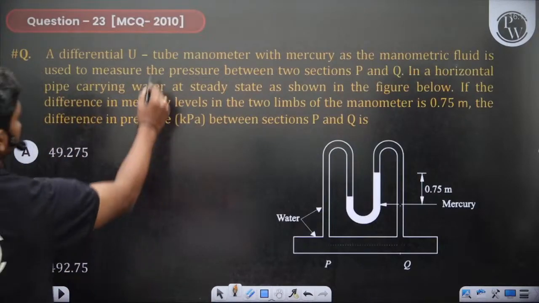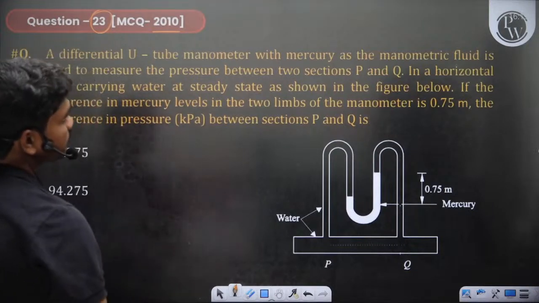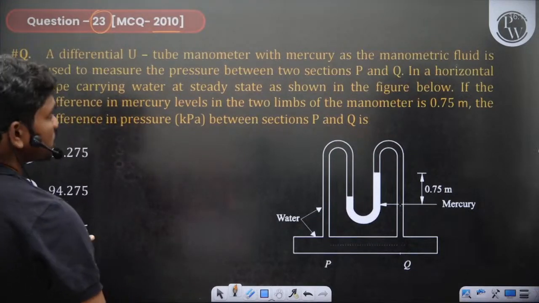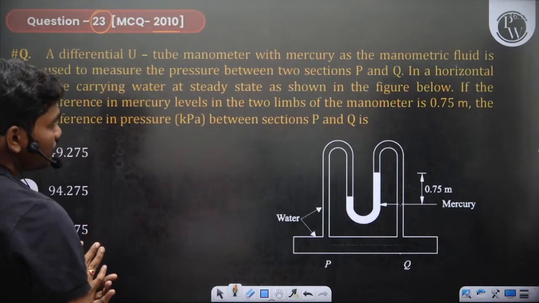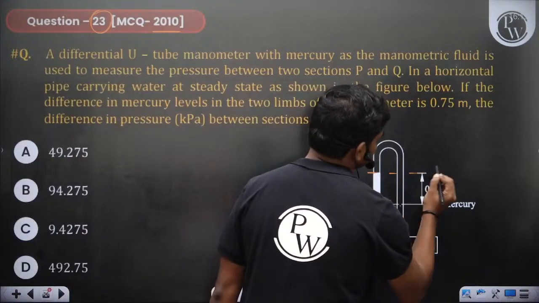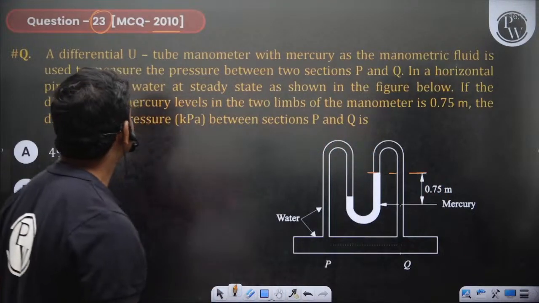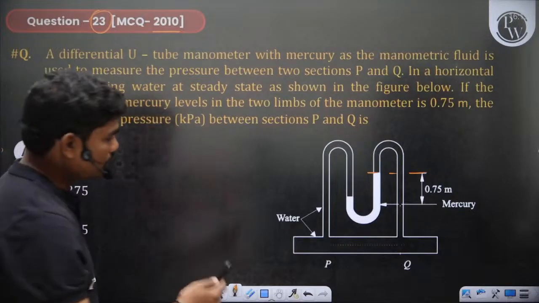23, 2010 again. A differential U-tube manometer with mercury as manometric fluid is used to measure the pressure between two sections at P and Q in a horizontal pipe. If the difference in mercury levels in two limbs is 0.75 meters, okay, so this difference in the mercury limbs is 0.75 meters. The difference in pressure between sections P and Q. A simple question.